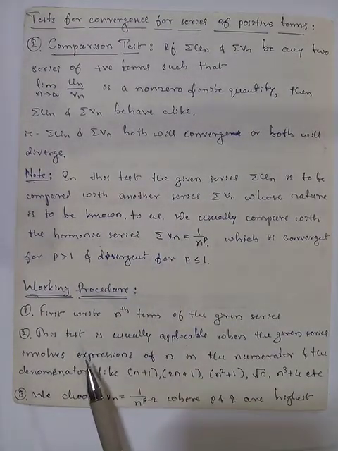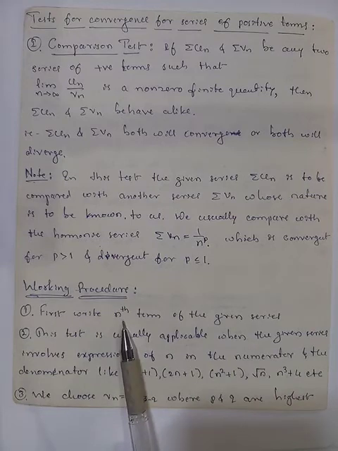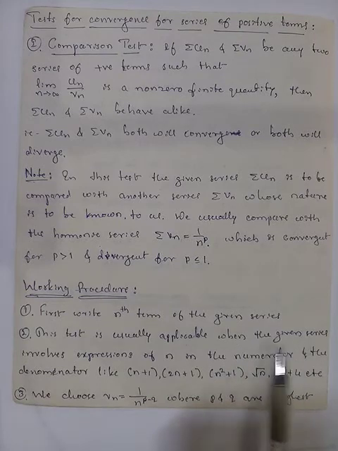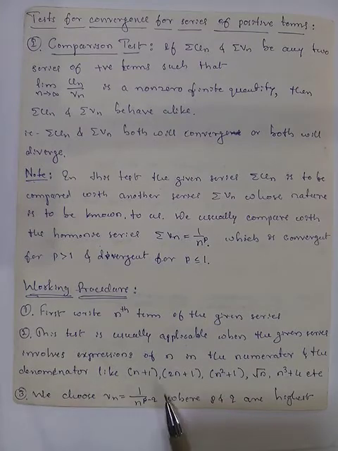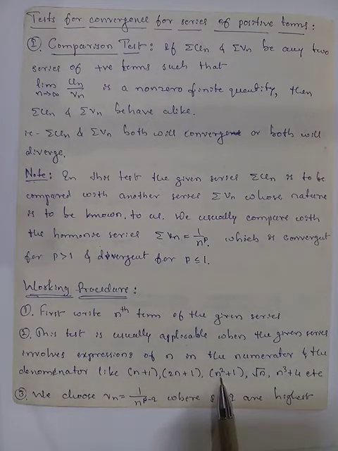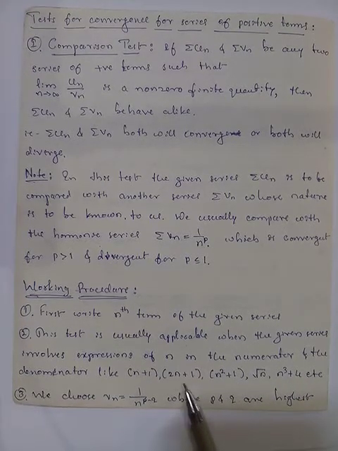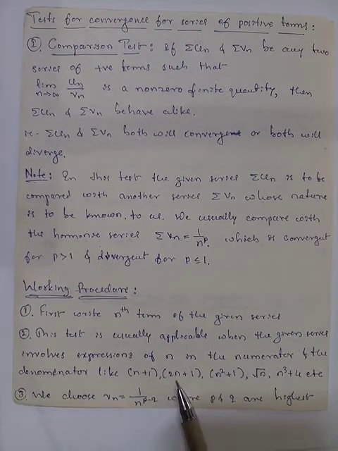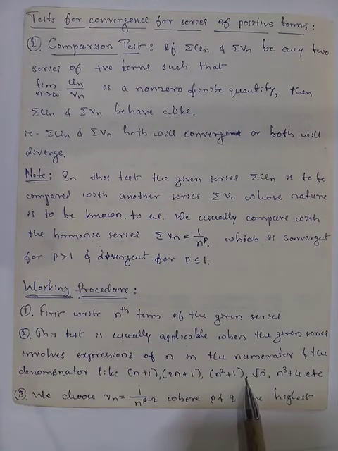And here is the working procedure. First, write the nth term of the given series. Okay, that is, we are going to get the un. This test is usually applicable when the given series involves expressions of n in the numerator and also in the denominator, like n plus 1, 2n plus 1, n square plus 1, root n, n cube plus 4. So these are the types of functions of n. Whenever in the given series we have the terms of n in these forms, then we apply the comparison test. Okay, this is the one point.